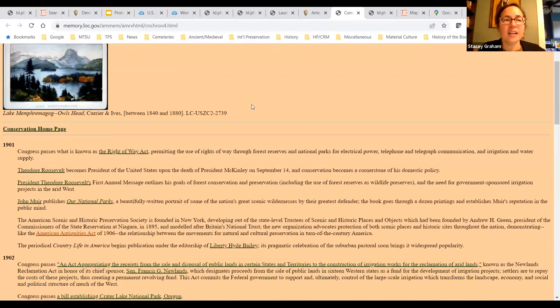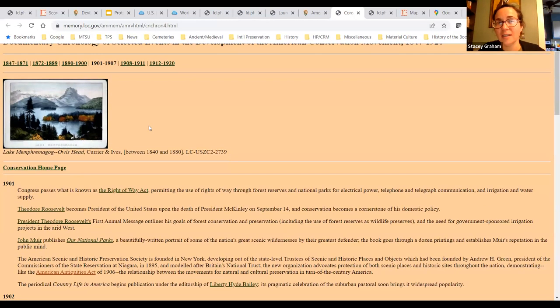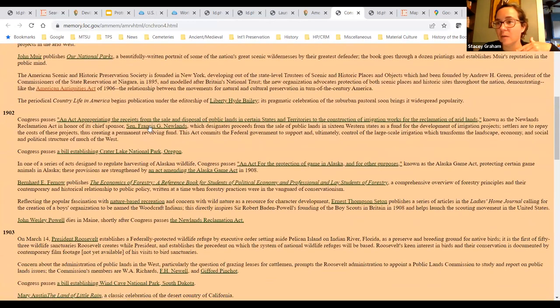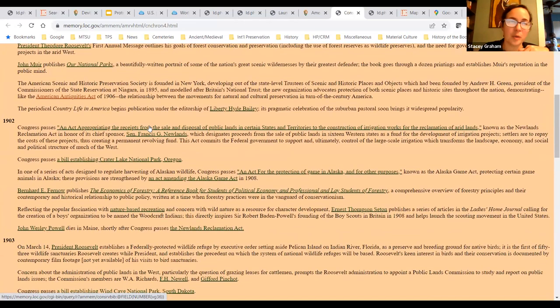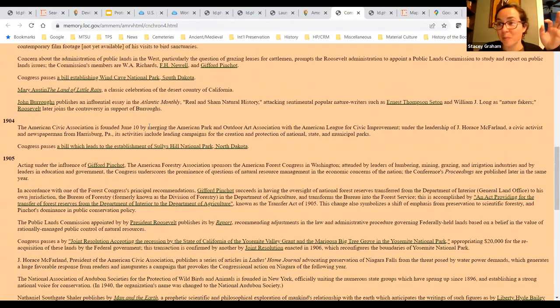But there is a timeline which begins in 1847 and ends with 1920. And this is for the page 1901 to 1907. So this can really give students context for what's going on, all the different things that are happening as part of this conservation movement, how policies are created, what's the political action, what are authors doing, what are explorers doing, what is the pulse of the country in terms of being more aware of the importance of these sites.